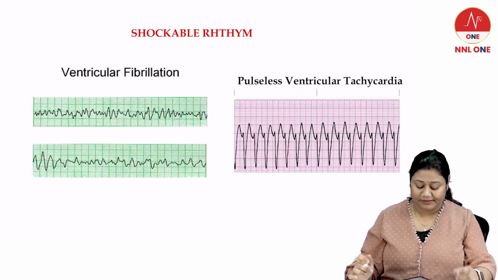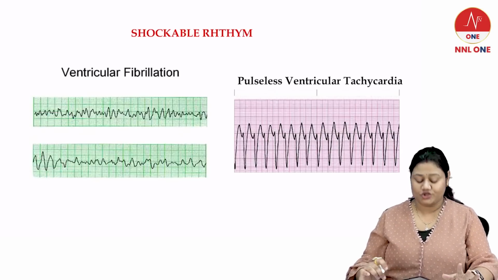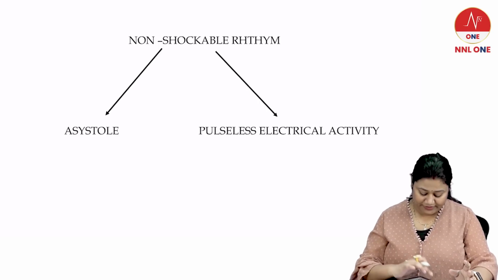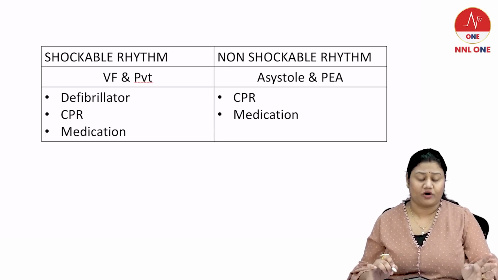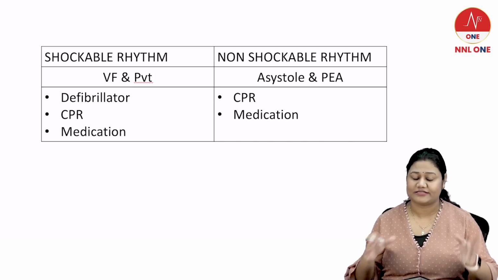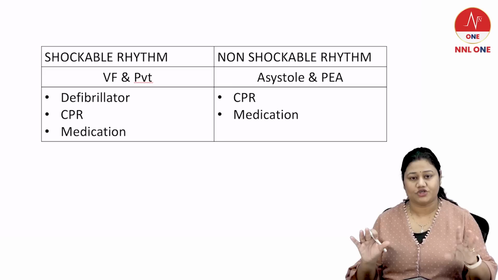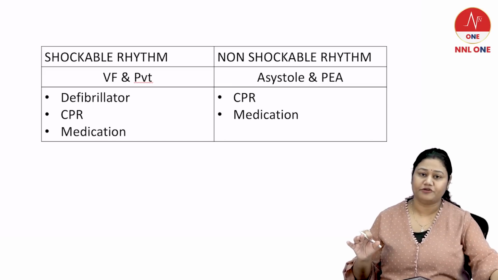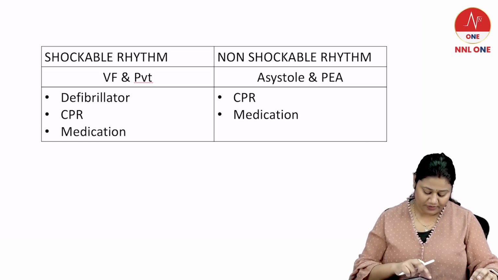Right? What are the shockable rhythms? Ventricular fibrillation and ventricular tachycardia are the shockable rhythms. Non-shockable rhythms are asystole and pulseless electrical activity. Now you need to remember what we should do in shockable and non-shockable rhythm. For shockable, as soon as possible you have to deliver the shock. You will start CPR, and then if you have a defibrillator or AED machine, deliver the shock, right? So CPR, shock, medication, this will be the management for shockable rhythm. For non-shockable rhythm, CPR and medication is the only management.